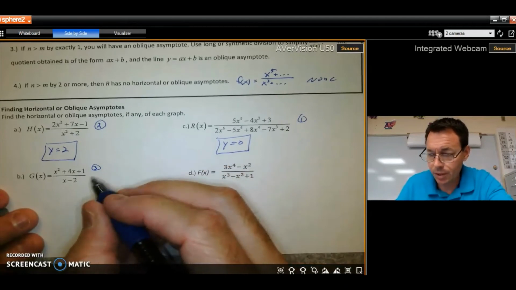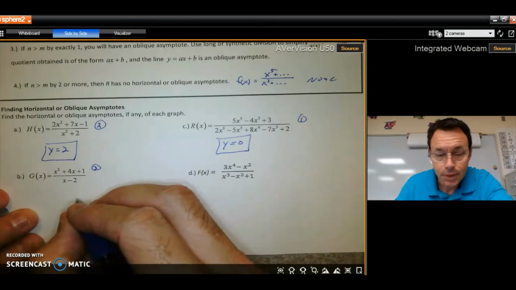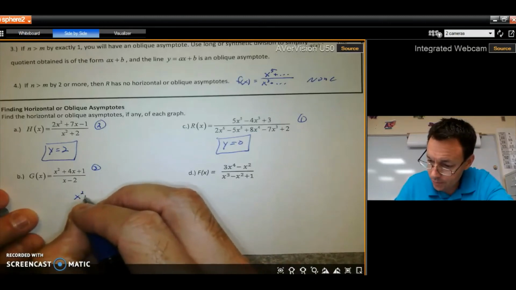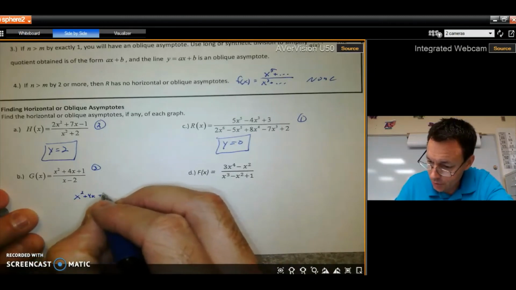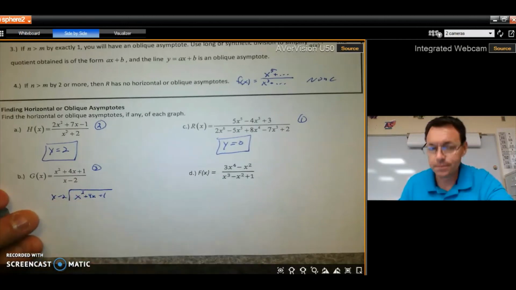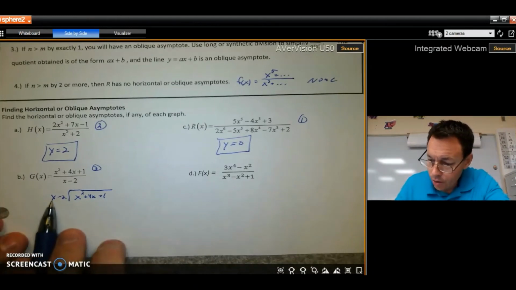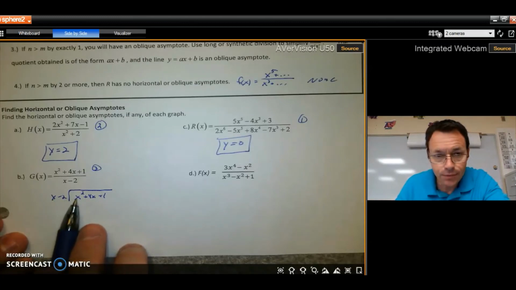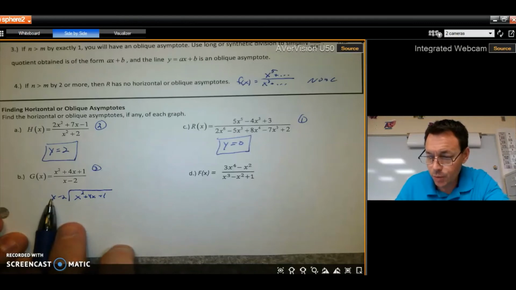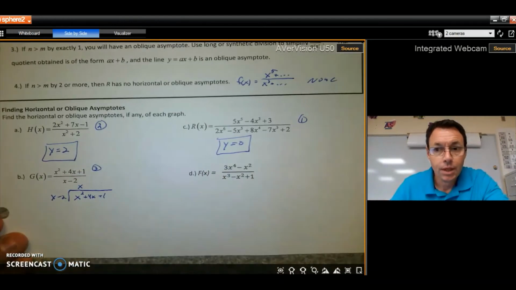Long division, just like with numbers, you take the number on top and it's getting divided by the number on the bottom. So I'm going to do x squared plus 4x plus 1, and I'm going to divide it by x minus 2. Now, when you do long division, all you do is you look at your first term and you think, what could I multiply that by to equal that first term? So what do I multiply x by to get x squared? Well, x.